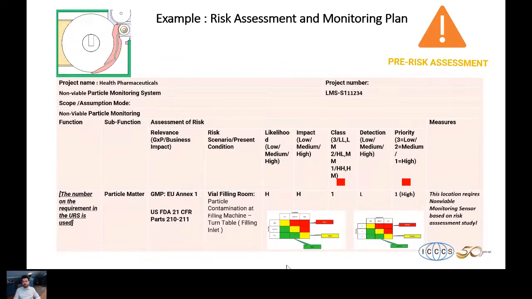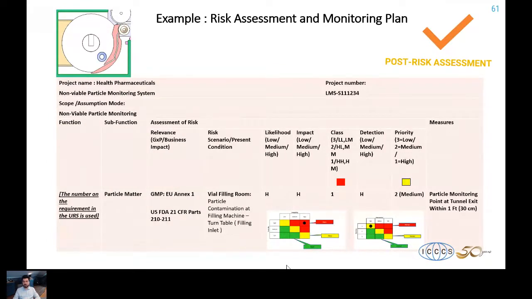That's why my measure, the location, requires a non-viable monitoring sensor based on our risk assessment. So when I place this monitoring location into my system, I cannot change my likelihood and impact if there is a particle. However, I will be able to detect it. So my priority will be medium, number 2, because I'm able to detect if there is a particle so that I can warn my operators. So the post-risk assessment allowed me to put my risk into the medium level. The priority of my location became medium from priority number 1, the high.